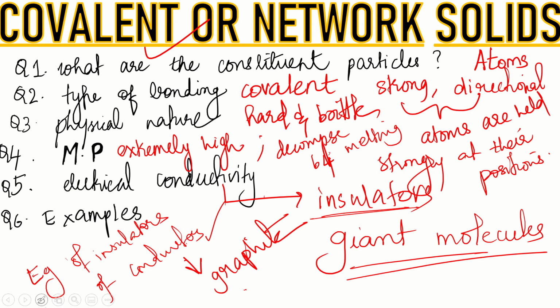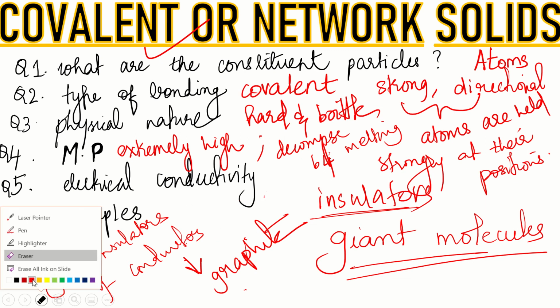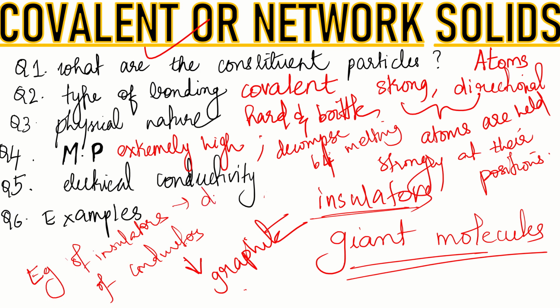Now coming on to examples of insulators. Here for insulators we have diamond and silicon carbide.